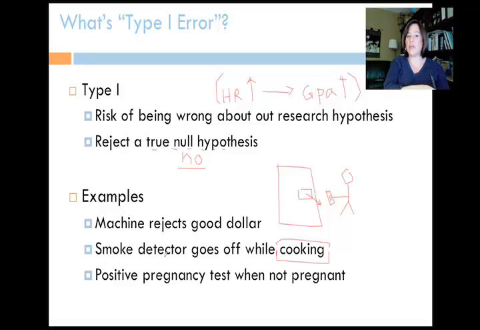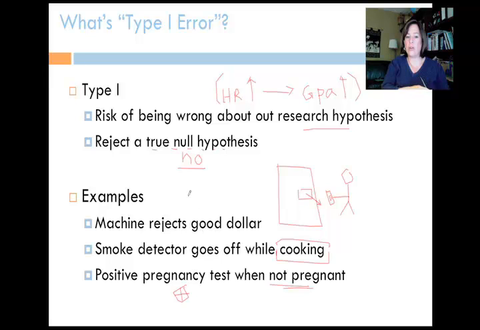But yet the smoke detector goes off. Another example of a type 1 error is a pregnancy test that measures positive for pregnancy when indeed an individual is not pregnant. That's a type 1 error. Rejecting a true hypothesis and accepting the research hypothesis that's wrong. A wrong research hypothesis. I'm not pregnant, but I got a positive.